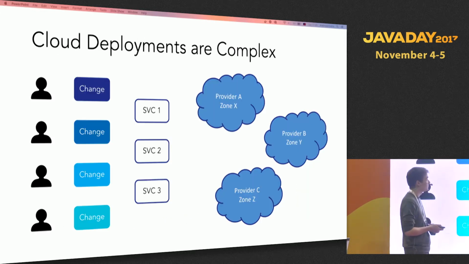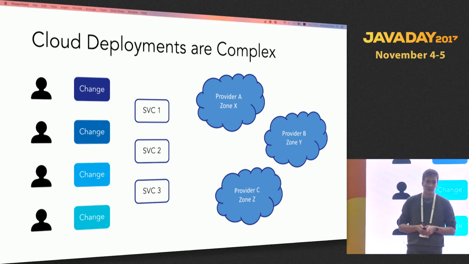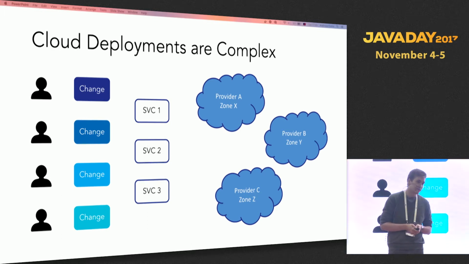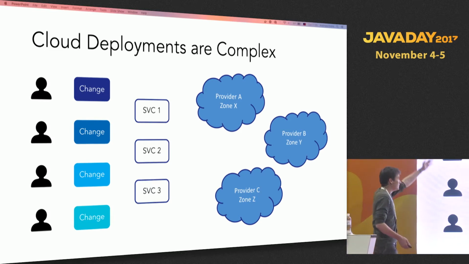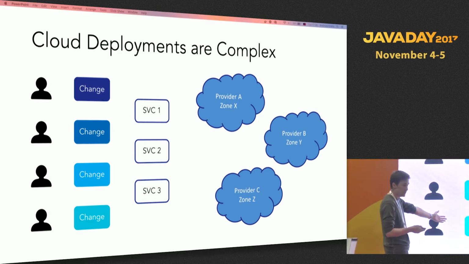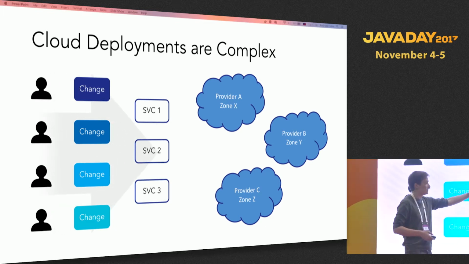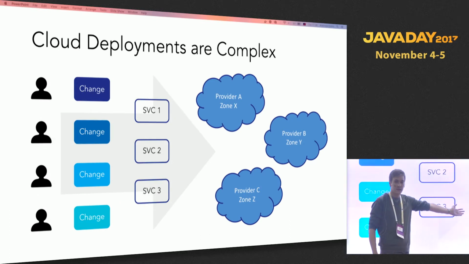The second lesson we learned is that cloud deployments are complex. It might seem that this is just the same as deploying on-premise or deploying on a VM that you know, but it's really not. Here you can see different actors, different teams, different people who have different changes, and they want to deploy this in different services over different providers. This can happen.